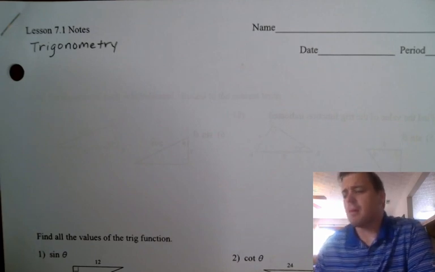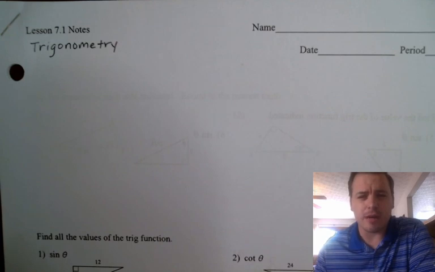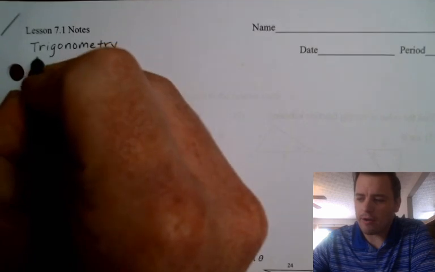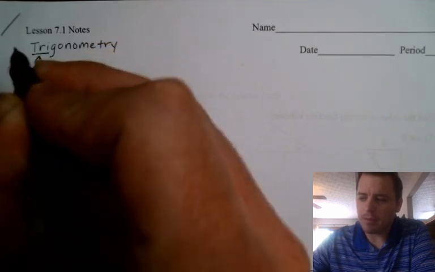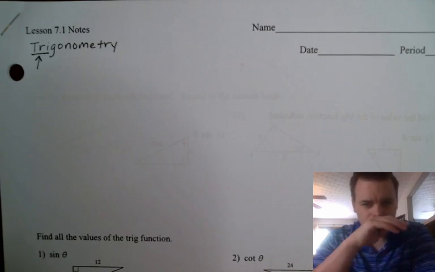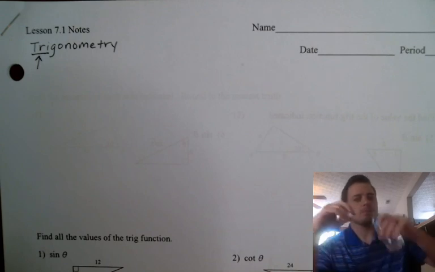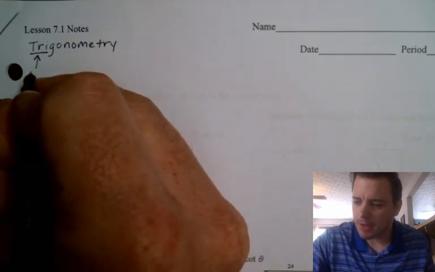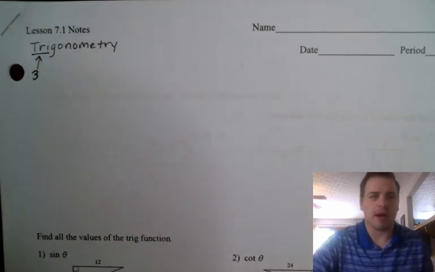No offense. But the meaning of trigonometry is actually found in the word. The word trigonometry literally identifies what it really is. So, what does try mean? Someone type in the chat box. What does try mean? Very good, Lucy. 3. Try simply means 3.